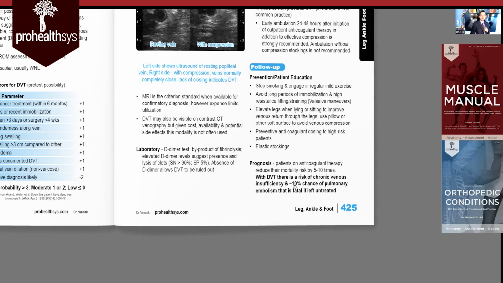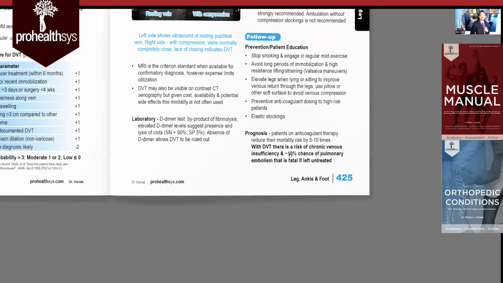The prognosis is actually pretty good if they get the right treatment. So anticoagulant therapy reduces risk of mortality by 5 to 10 times, decreasing the risk of clot formation. DVT, the risk of chronic venous insufficiency and approximately 10% chance of pulmonary embolism that is fatal if left untreated. So do not miss this condition.